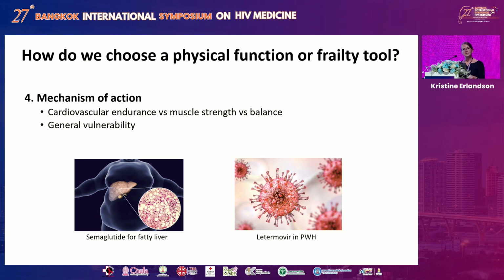We were also interested in, there's another ACTG study called A5383 that is looking at letermovir, which is an anti-cytomegalovirus drug for people with HIV who have low CD4 count responses. And we were really interested in how letermovir, if we can target CMV, can that also improve overall vulnerability and physical function? And so we included both frailty in this study, as well as some other measures of physical function. And this has been submitted for a late breaker at CROI. So we'll hopefully find out if that's accepted soon.